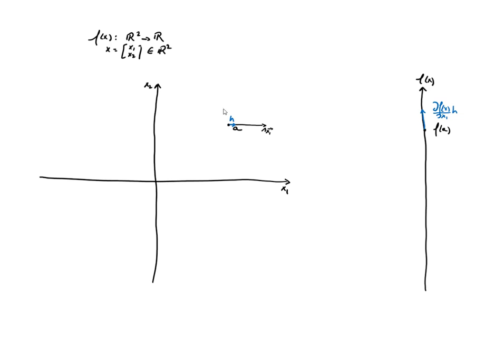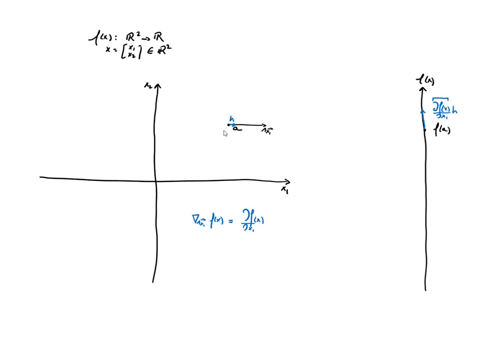So the ratio of this length over here over this length over here is the partial derivative of f with respect to x1. So we can say that the partial derivative of f with respect to x1 is really the directional derivative of f in the direction of this unit vector in the direction of x1, right? So this is the partial derivative of f with respect to x1.